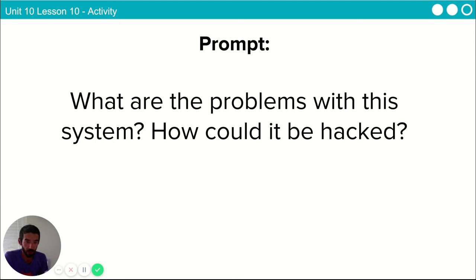Go ahead and pause again and I want you to think about what are the problems with this system, right? Two-factor authentication, how could it be hacked? So go ahead and pause in your journal, write down some ideas about the problems and how it could be hacked.